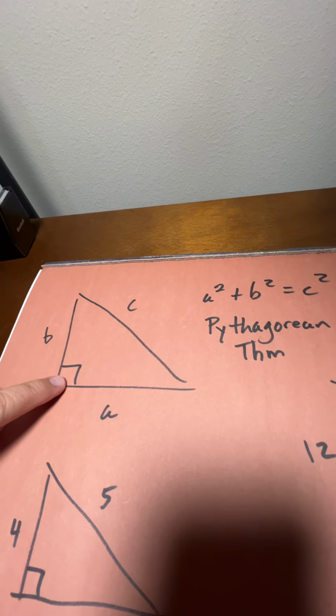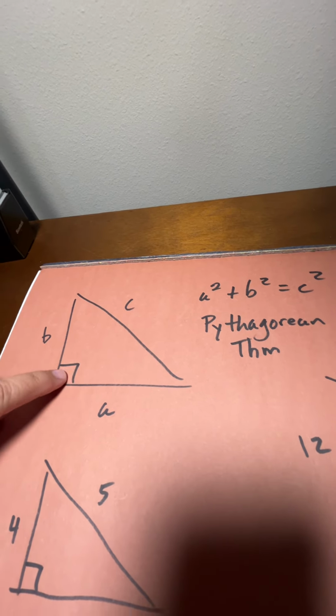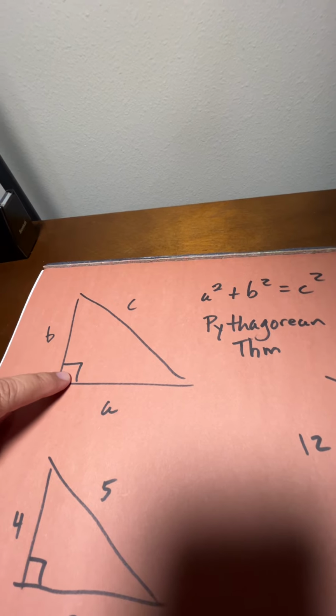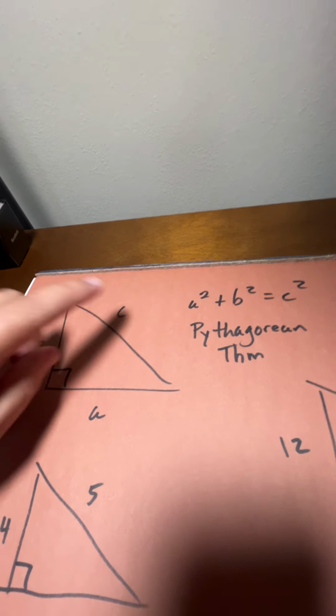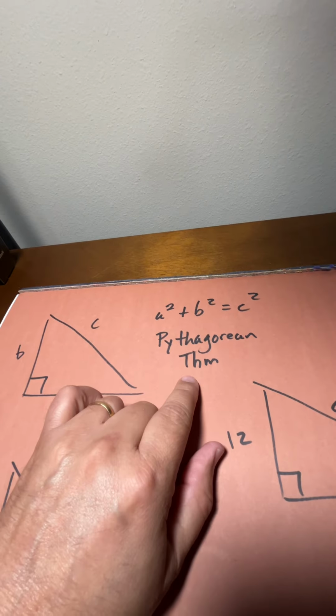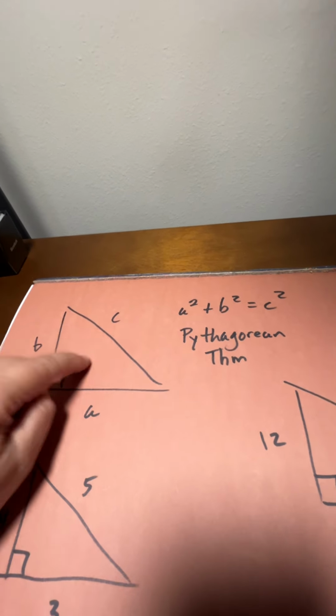It's also the side that's opposite this 90-degree angle with this box here. This represents 90 degrees. So directly across from that is the hypotenuse. So this equation holds true for right triangles.